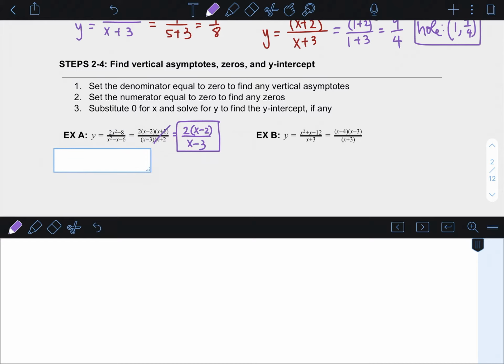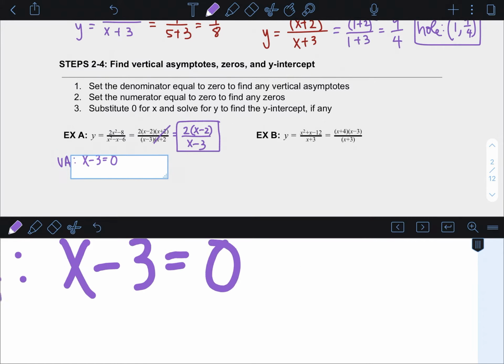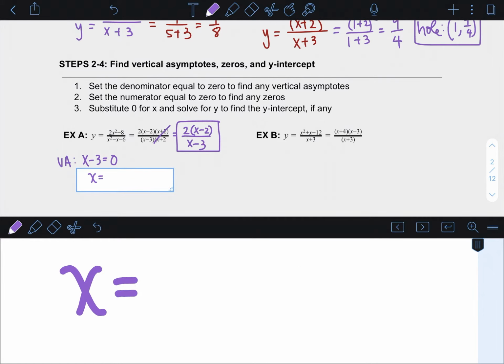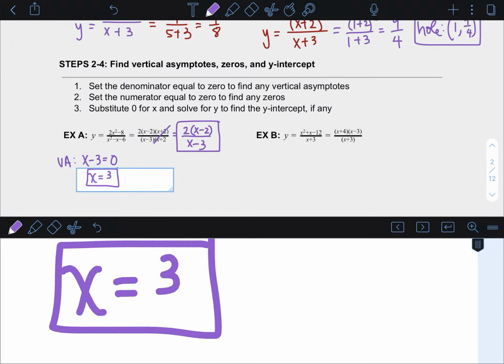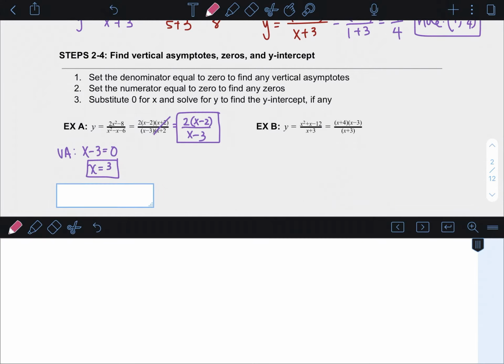So we'll go step by step. To find the vertical asymptote, which I just simplify as VA, you want to take that simplified denominator and set it equal to 0. So x minus 3 equal to 0 gives me x equal to 3. That is where my vertical asymptote will be. Easy as that. If we had more than one term, then you would set each one, but we'll see an example of that soon.